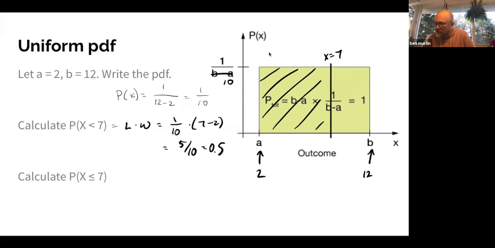Now, on the other hand, if I said calculate the probability x is less than or equal to 7, there's no difference. I would go ahead and still say 1/10 times 5 and end up with the 0.5 or 1/2, however you want to write it there. I need you to realize this little weird trick here.